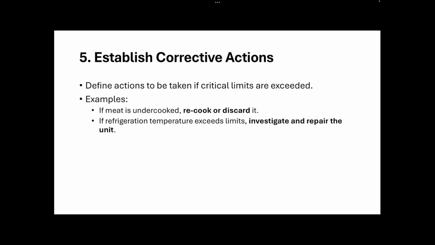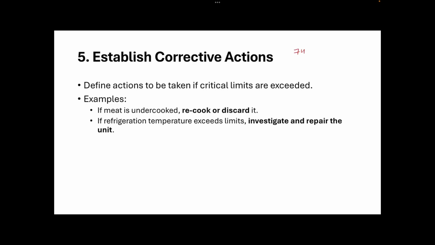The next principle is establish corrective actions. Define actions to be taken if critical limits are exceeded or not met. So if our chicken should reach 74 degrees Celsius internal temperature, but it doesn't, let's say it read 71 degrees Celsius, that means it did not meet the criteria. What will you do? What is your corrective action? So that should be written down as well. Will you recook it? Will you discard it?